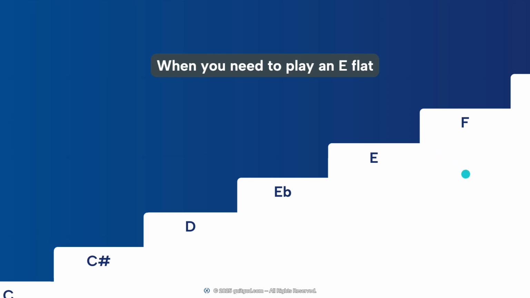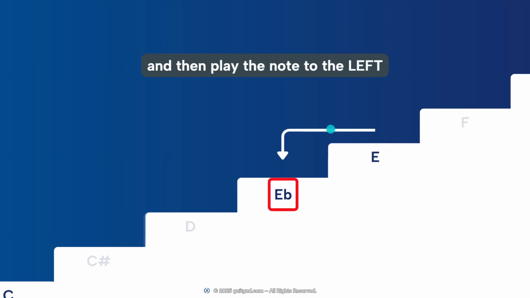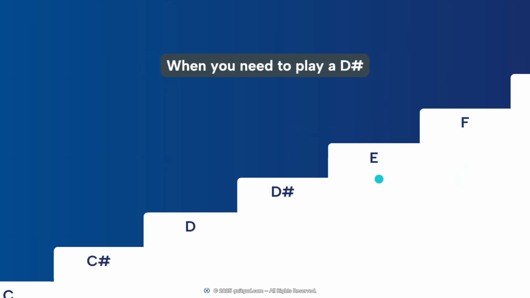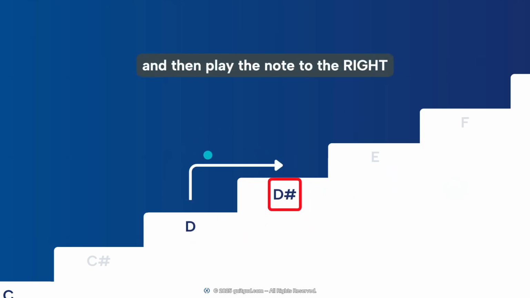So let's use an example. When you need to play an E flat, you start by looking at the E note, and then you play the note to the left of it. E is our natural note, our reference point, and because we're playing flats, we play to the left. So E flat. And when you need to play a D sharp, we know D is our natural note, so we start by looking at the D note. And because we're doing sharps, we need to go to the right. So D sharp, then we play D sharp.